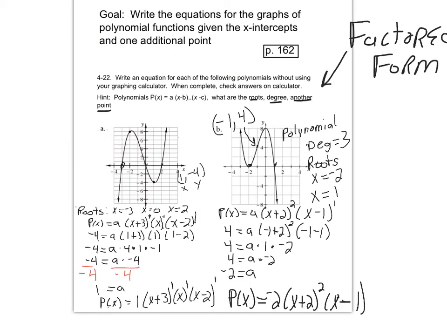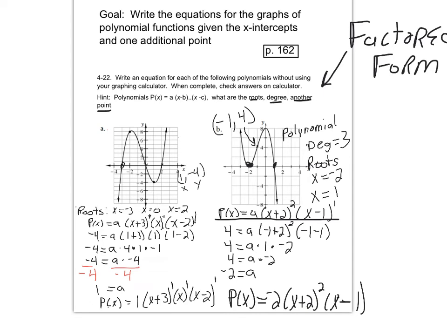Welcome back, and here's my work. This polynomial has a degree of 3 because it has a bounce at negative 2. It passes through 1. Therefore, it has to be a minimum of degree 3. 2 factors for x plus 2, 1 factor for x equaling 1. So using the roots negative 2 and 1, my polynomial has the equation of p of x equaling a times (x plus 2) squared times (x minus 1).